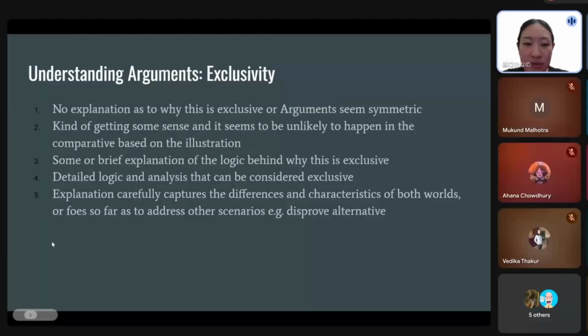So the next thing is about exclusivity. This is also basically similar to what I said about likelihood. The lowest level is no explanation as to why this is exclusive, or the argument seems symmetric. The highest level is an explanation that carefully captures the differences and characteristics of both worlds, or goes so far as to address other scenarios, for example, disproving alternatives. Yeah, I think it's easy to take an example again.